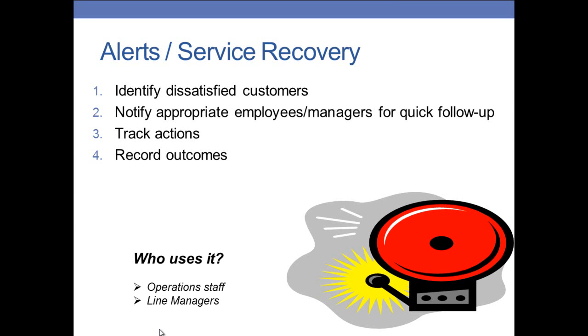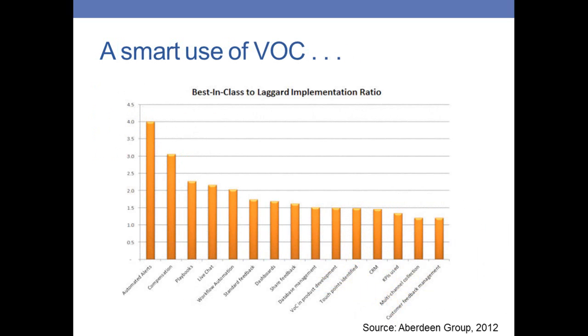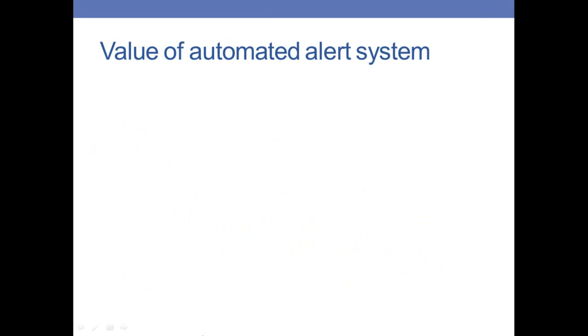Alert systems are usually used by operations staff and line managers, people who deal closely with customers and are trained in service recovery. The Aberdeen Group did a study in 2012 to see which VOC uses are most effective. They compared market growth rates between companies who use VOC in various ways to companies that don't use those methods. And the method that stood out as the most effective was automated alerts. Notice that the use of VOC dashboards is well down the line in this graph. So an alert system is definitely a smart way to use voice of the customer data.